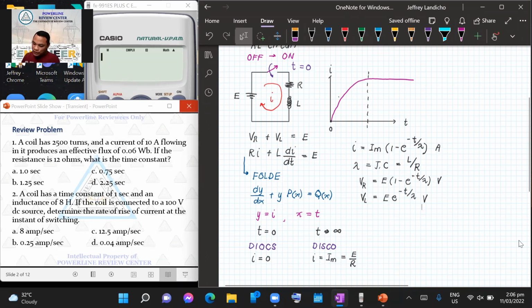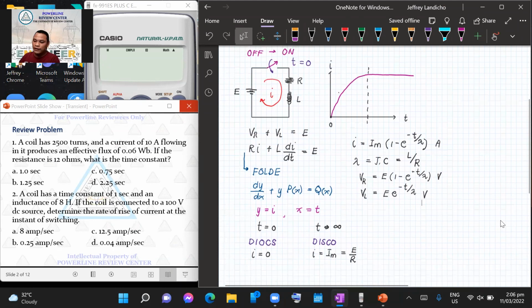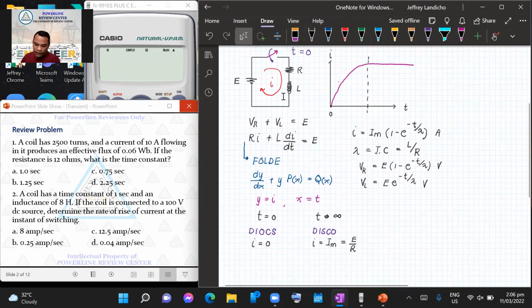Nakuha ba? So therefore, dito sa ating problem number 1, let us consider ito yung ating coil. Okay? That represent by series RL. Number of turns N equal kanino? 2,500.